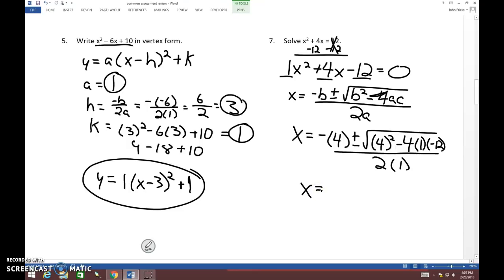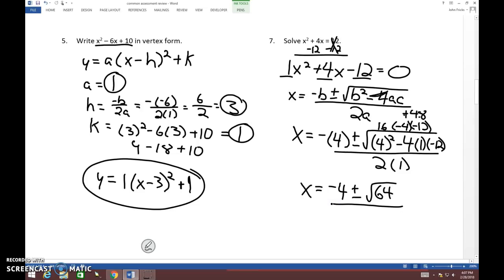So when I solve this down, negative times 4 is going to give me negative 4. Then I've got plus or minus. 4 squared is going to give me 16. Negative 4 times 1 is negative 4. And then negative 4 times negative 12 is going to give me positive 48. So that's going to be 16 plus 48. And 16 plus 48 is going to be the square root of 64.